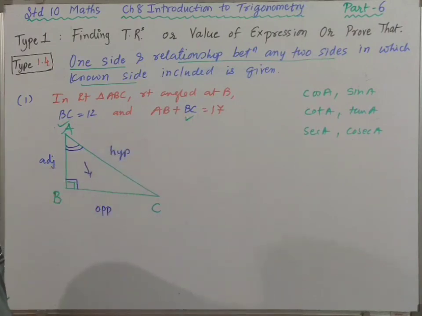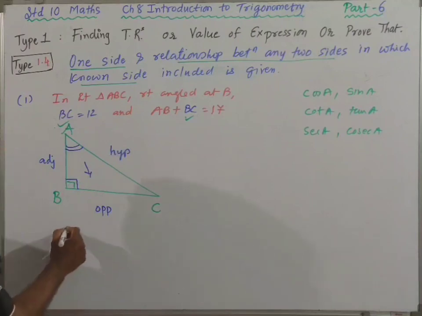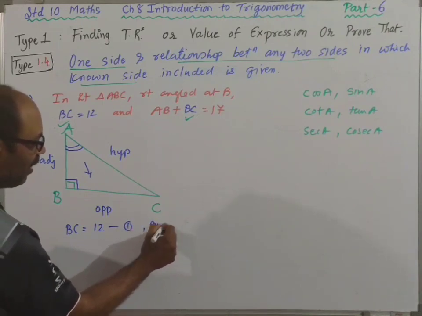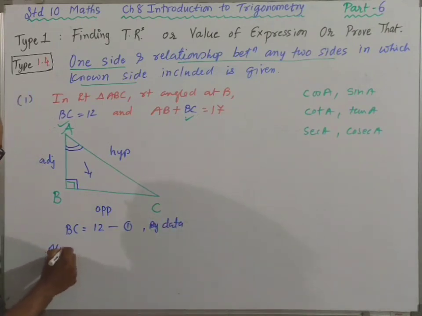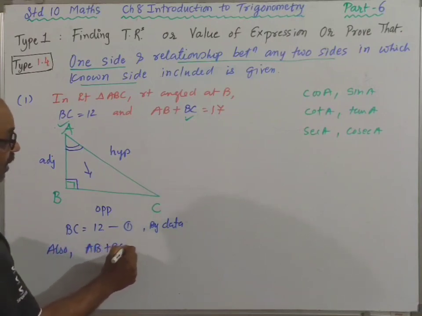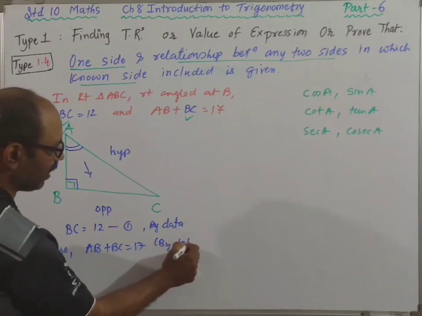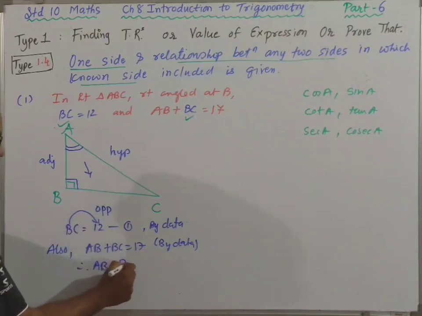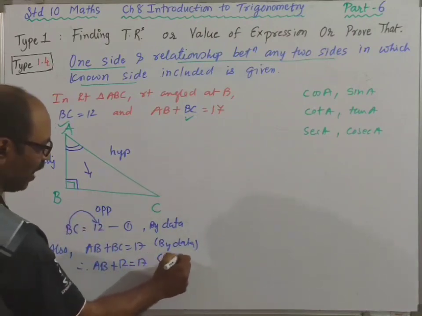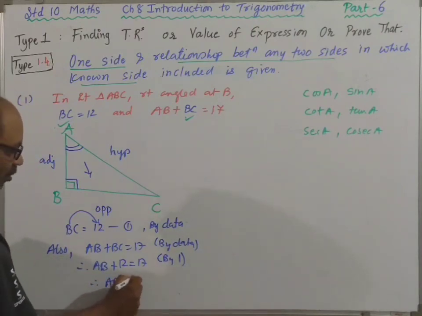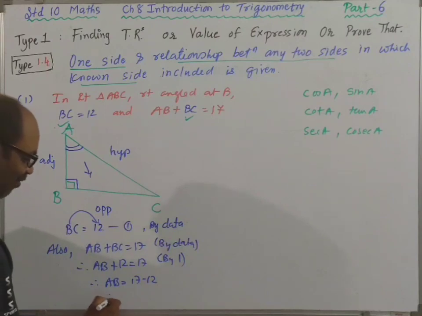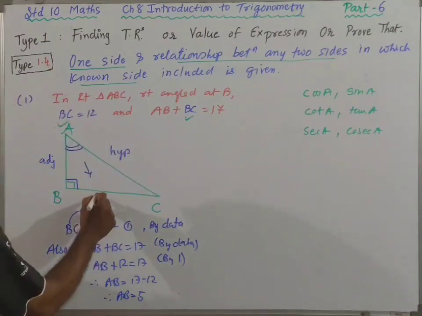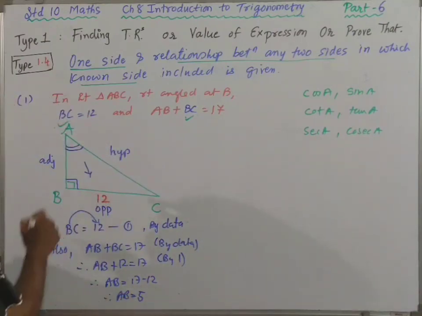Yes, put the value. You know BC, so put the value. I'll write here. BC is equal to 12, call it 1 by data. Also, AB plus BC is equal to 17 by data. Therefore, AB plus, yes, what is BC? 12 is equal to 17 by 1. Therefore, AB is equal to 17 minus 12. Therefore, AB is equal to 5. So I'll put the values. BC, जो 12 दिया, AB from the condition we got 5.